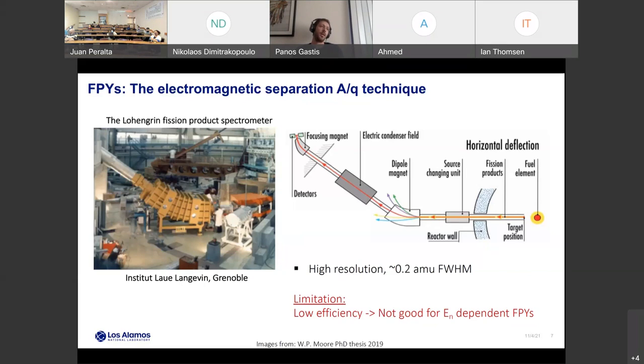However, when we want to measure energy-dependent fission product yields with fast neutrons, these are measurements on the order of MeV that are very important for nuclear applications, this method is not usable because it suffers from very low efficiencies. Therefore, it cannot be used. Although, it's good for measurements at thermal energies. It's not good when we go to higher neutron energies, because the fission cross section at energies above 1 MeV, in the order of MeV, drops very fast.